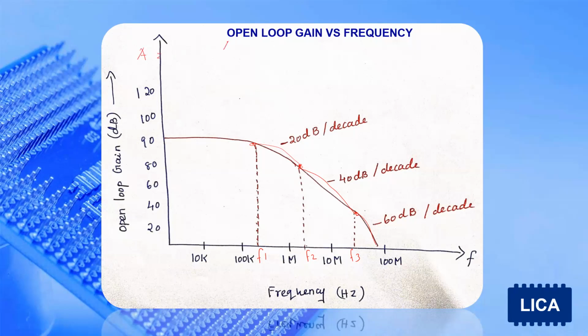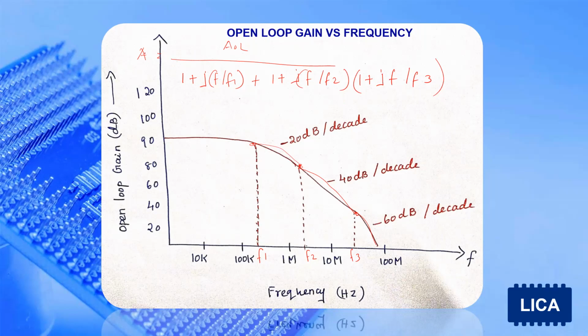So the gain formula we will take like this: A equal to AOL divided by, this is for multiple corner frequencies in the practical case, (1 plus j f by F1) times (1 plus j f by F2) times (1 plus j f by F3). So this is for the multiple corner frequencies case.